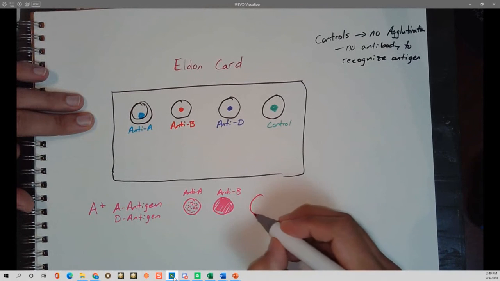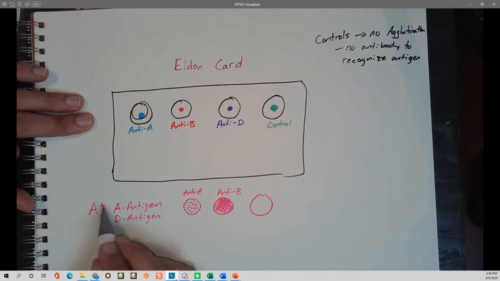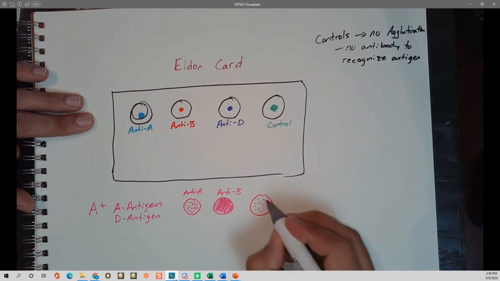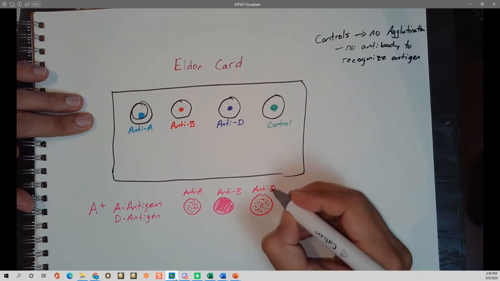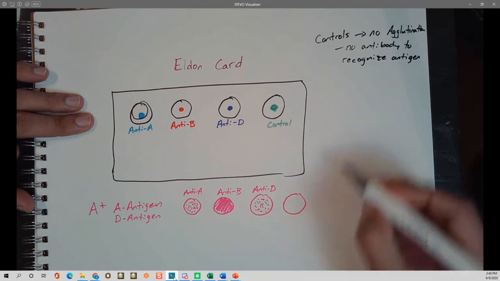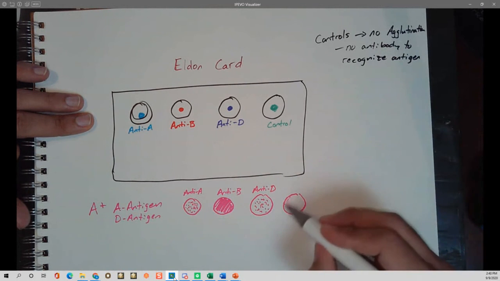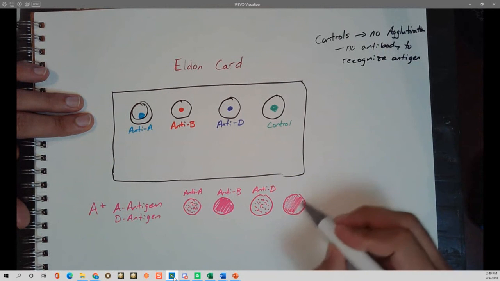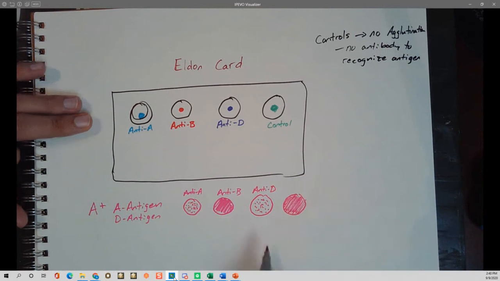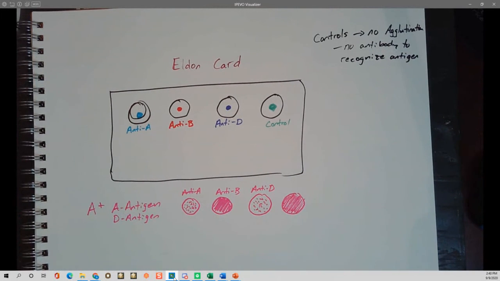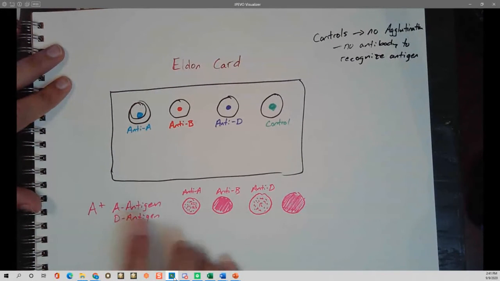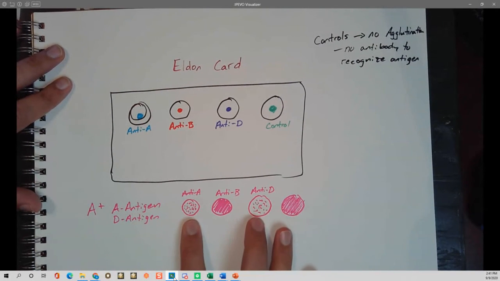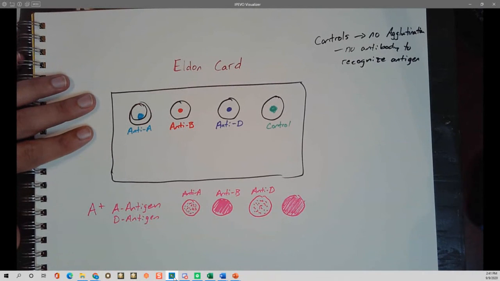What about anti-D? Well, we have the D antigen on an A positive person, therefore we would have agglutination. They're going to clump together. And then, of course, on control, what did we say up here? What's so cool about controls is they are just that. They're a control. So no agglutination is possible. Just a way to be able to determine, does something agglutinate or does something not. So when we look at the card for an A positive person, it agglutinates on the antibodies for the antigens that are present in the blood.